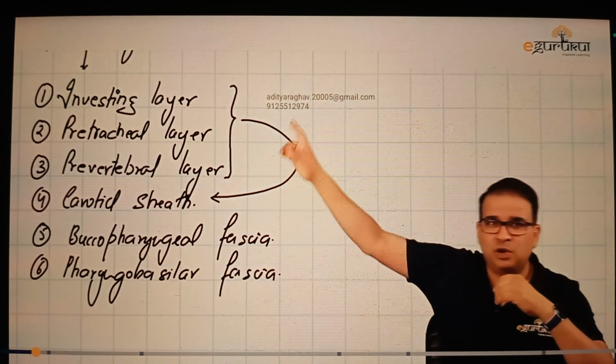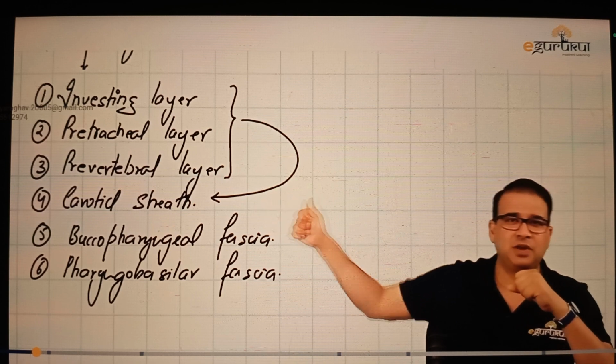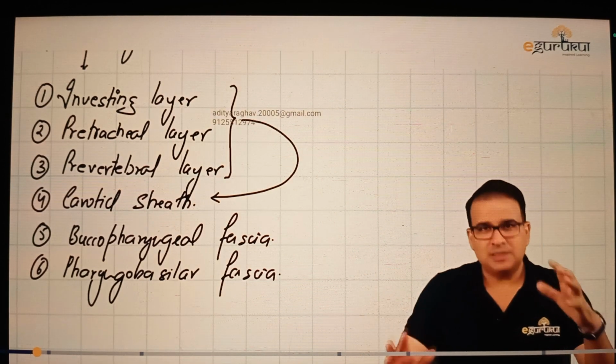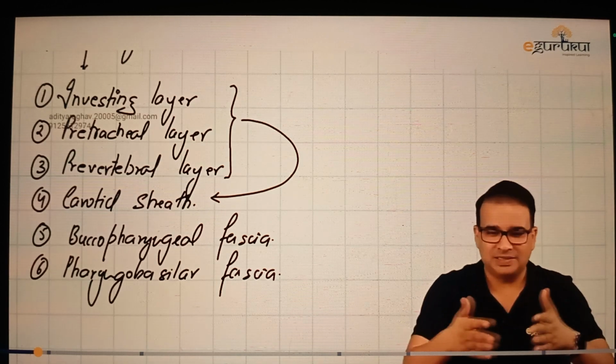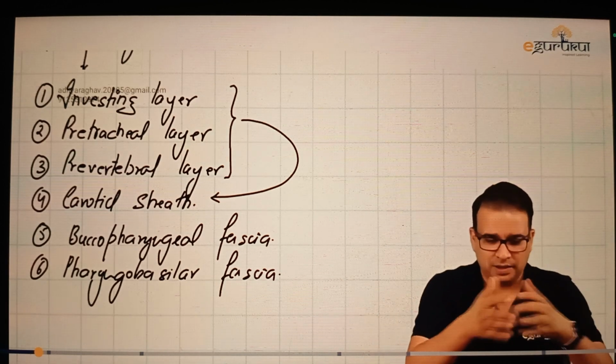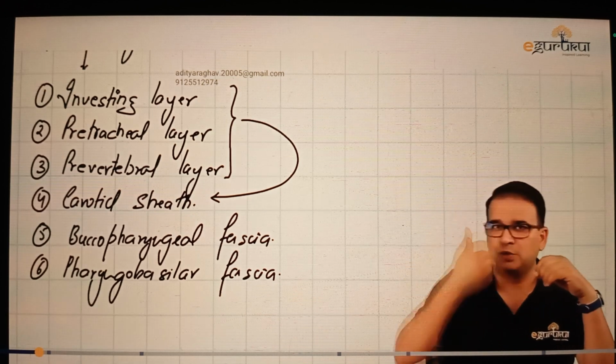So as of now, our main focus will be on these layers of the deep cervical fascia: investing, pretracheal, prevertebral, and carotid. To understand the deep cervical fascia modification, we have to consider it in two sections. We'll take a first transverse section of the neck, and we'll see how exactly the deep cervical fascia is expanding there and what the modifications are. And then we'll see a longitudinal section.